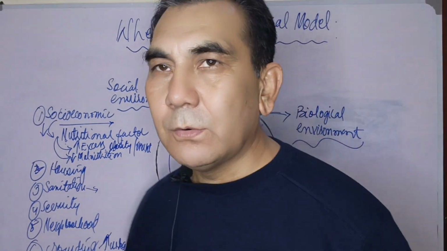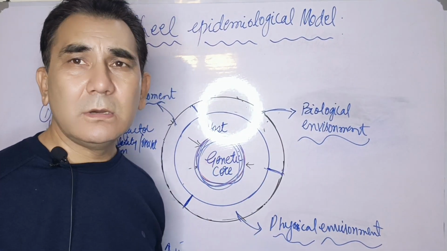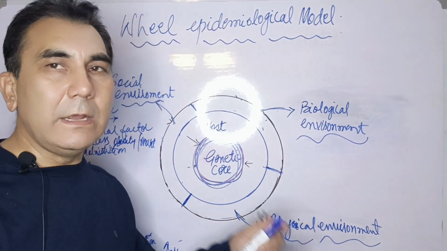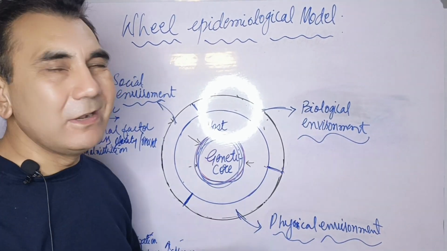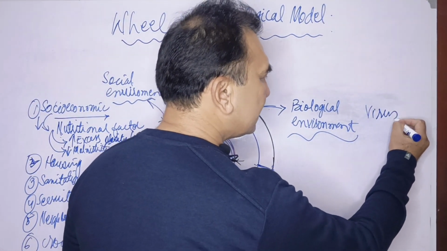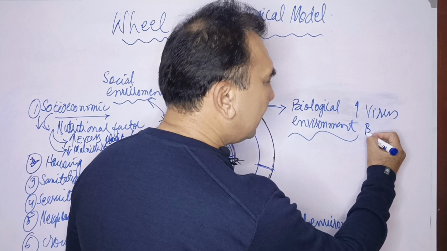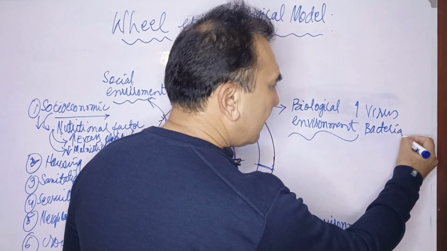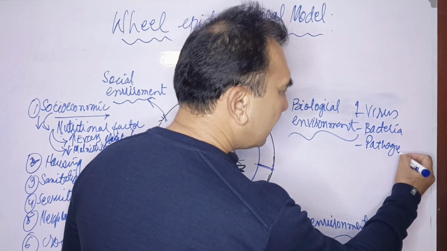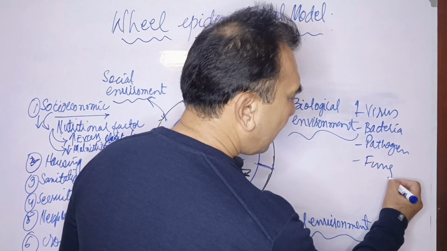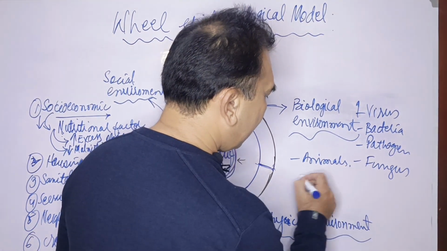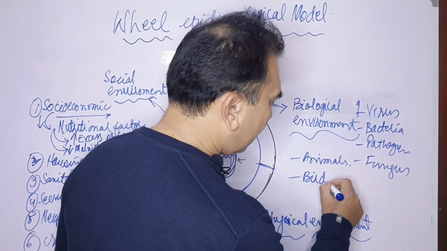Now we will come to the second component of the outer circle of the environment. This is called the biological environment. In the biological environment, there are viruses, bacteria, and different types of pathogens, fungus, animals, and birds.